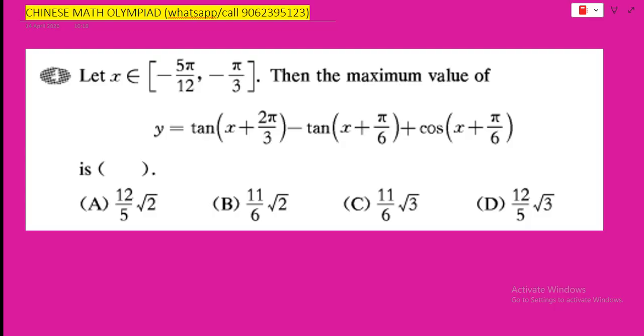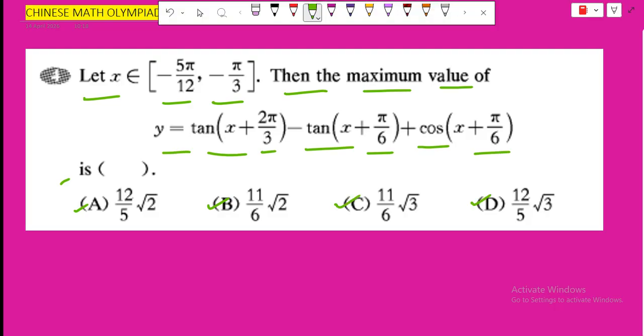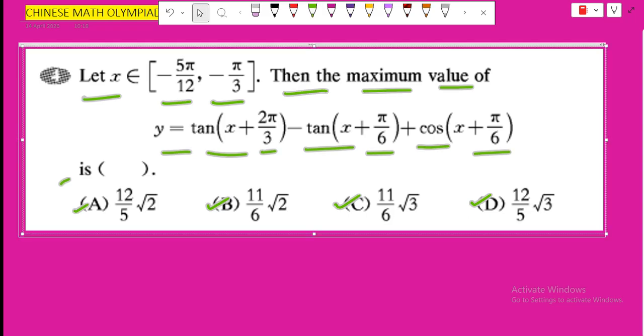Question says that let x belong to [-5π/12, -π/3], then the maximum value of y = tan(x + 2π/3) - tan(x + π/6) + cos(x + π/6) is what? There are four options. Option A is this, option B is this, option C says this, and option D is this. And we have to calculate the correct one for this question.